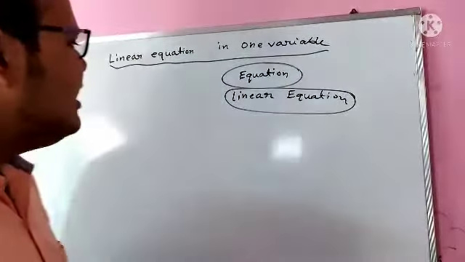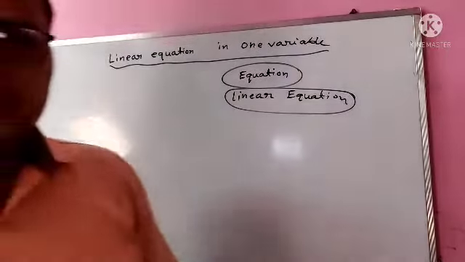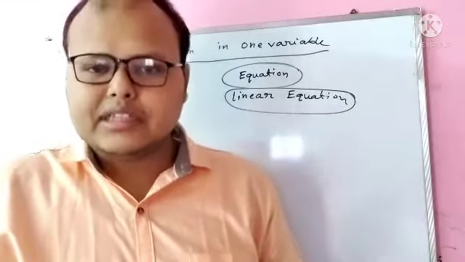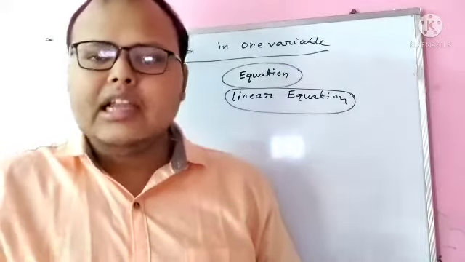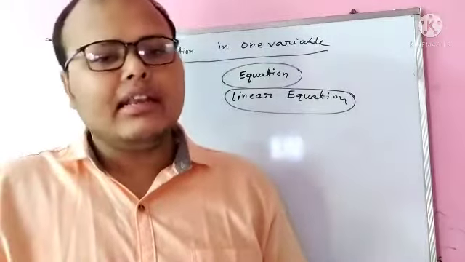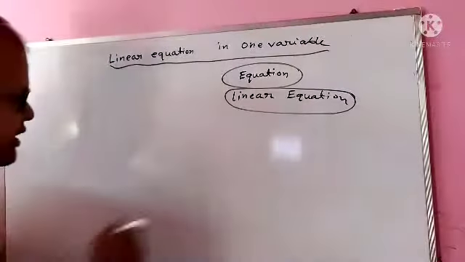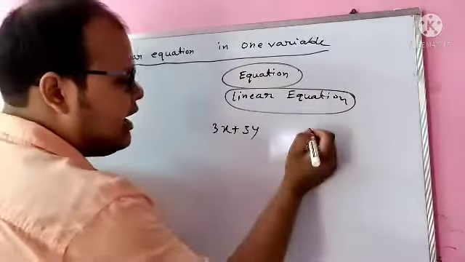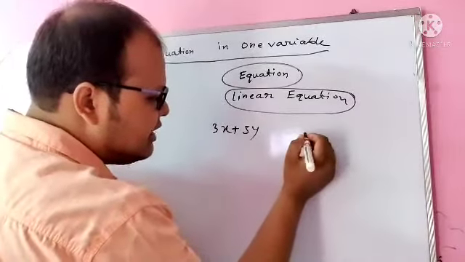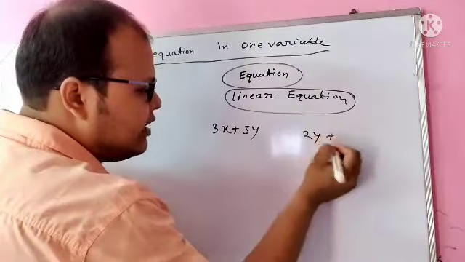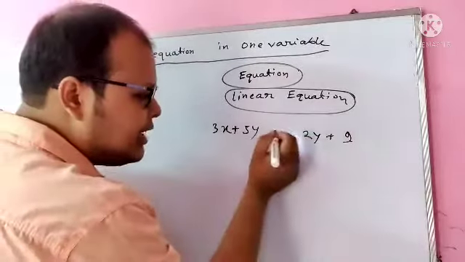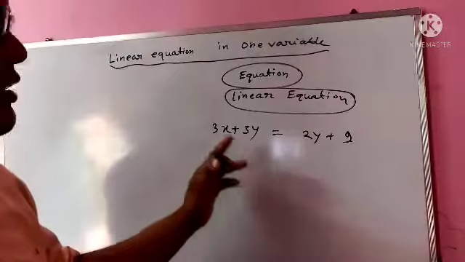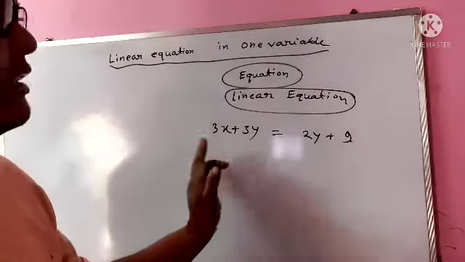So in case of an equation, I have to say here that if two algebraic expressions are combined together using an equality sign, then it is called an equation. Two algebraic expressions are there, 3x plus 5y, suppose, and another algebraic expression, that is 2y plus 9. So if they are combined together using an equality sign, then we will call this an equation. Okay, this is an equation.